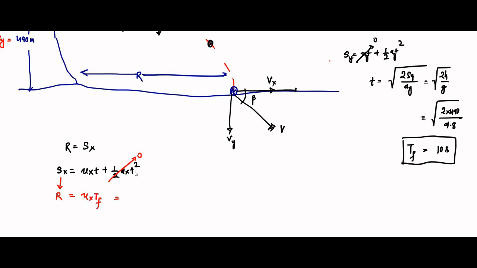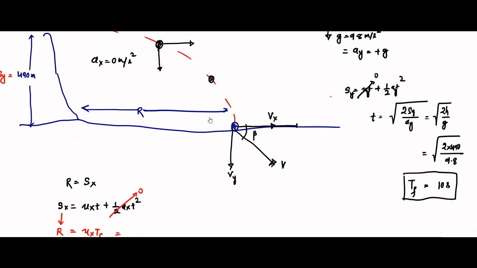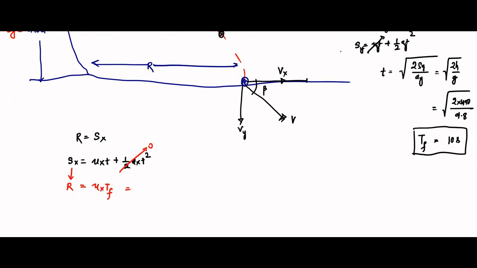Ux is already given in the question, which is how much? 98 meter per second, and tf we calculated 10 second. Okay, ux is 98 meter per second, tf is equal to 10 second, so we have 98 into 10, that is equal to 980 meters. This is the horizontal range, or the distance of the point of impact from the base of the hill. This is the first part.